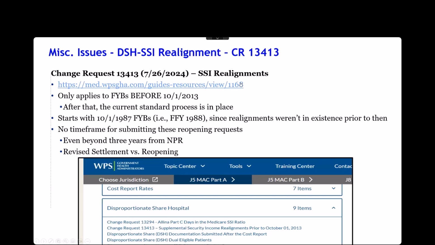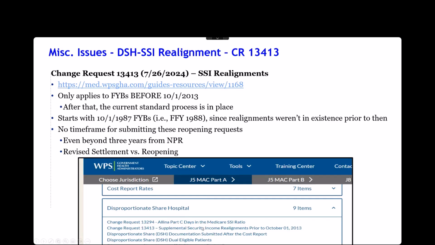They weren't in the regulations. As I just said, there's no time frame for submitting these requests, and I really should call these realignment requests, not reopening requests. There's no 3-year time frame for those. They're a revised settlement. They're not technically a reopening, although 99% of it's the same thing. We do have some information on our website under the CR 13413 link. Keep in mind, this link above it is for the remands that were done March 25th of last year. So those are already done.